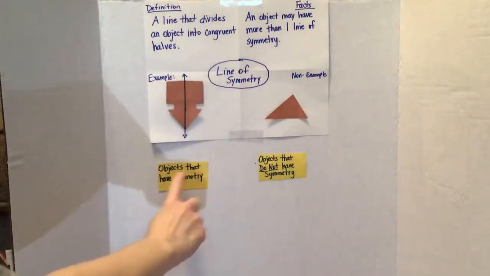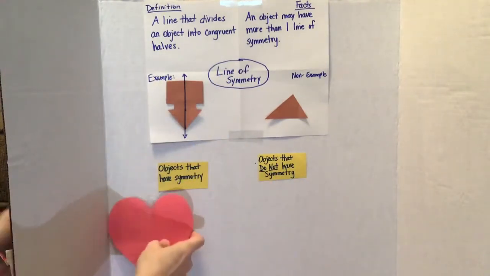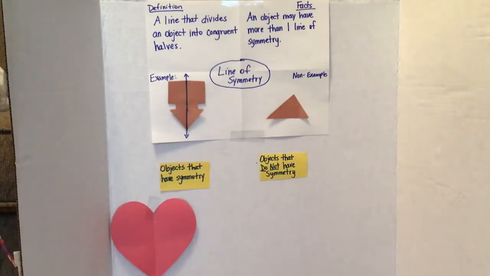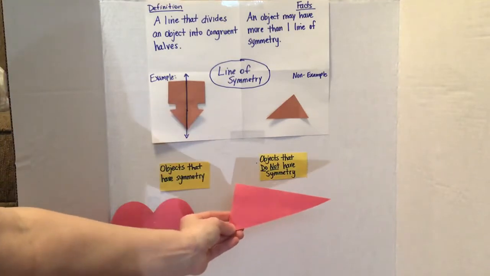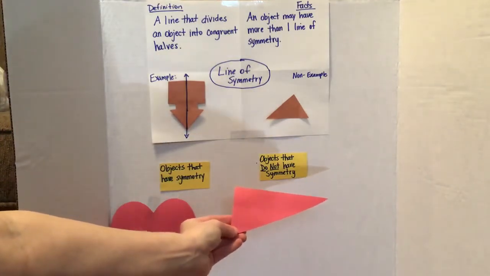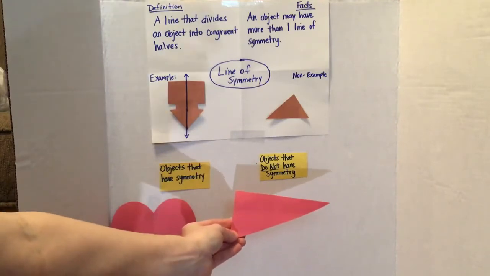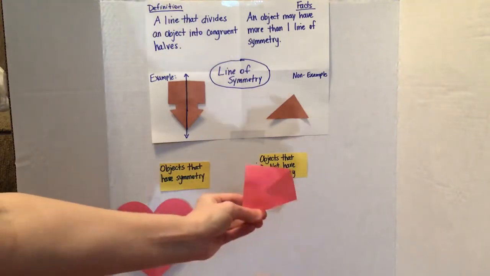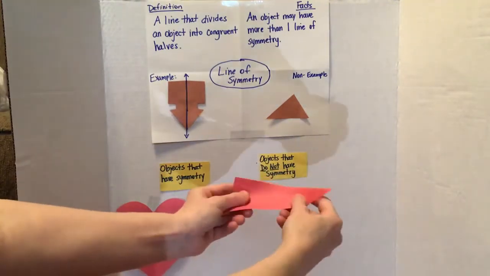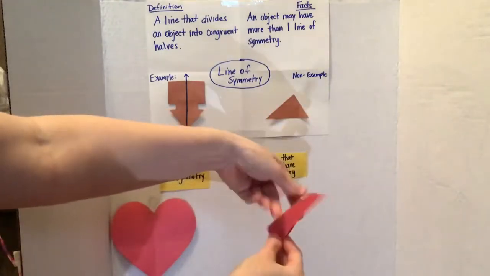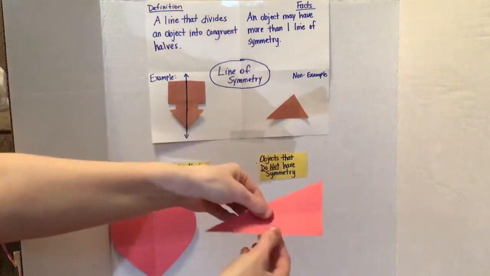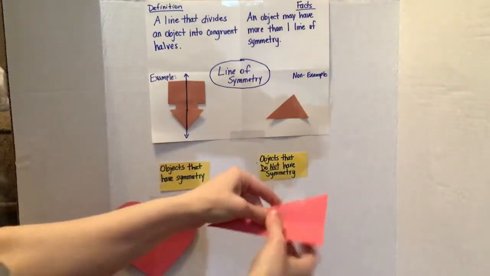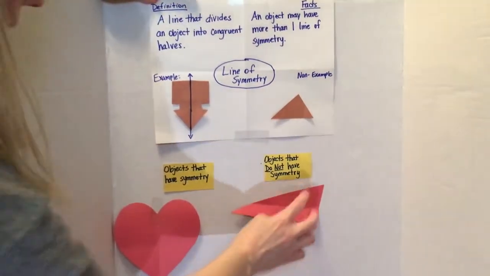So we have 2 columns, objects that have symmetry, objects that do not have symmetry. So this is definitely one that has symmetry. Let's look at a triangle. Well, we talked about it. We have to be able to fold it or draw a line in it and have the same shape on both sides. So let's see what happens if I fold it. Is that going to work? Do I have the same shape on both sides? No. What if I fold it horizontally? Do I get the same shape? No. So this triangle actually has no lines of symmetry. So we're going to put it, does not have symmetry.